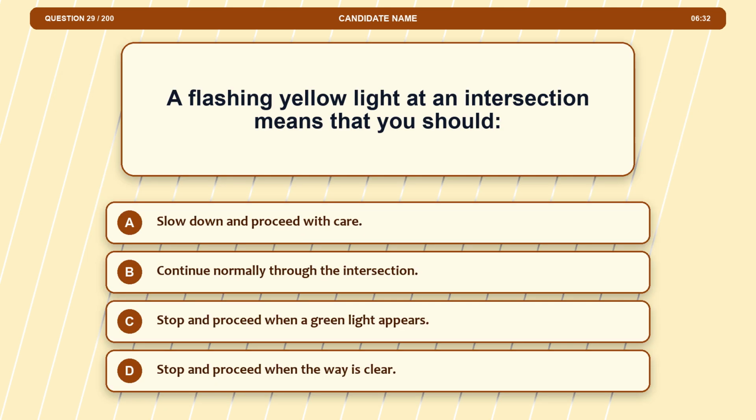Question 29. A flashing yellow light at an intersection means that you should Option A, slow down and proceed with care. Option B, continue normally through the intersection. Option C, stop and proceed when a green light appears. Option D, stop and proceed when the way is clear.